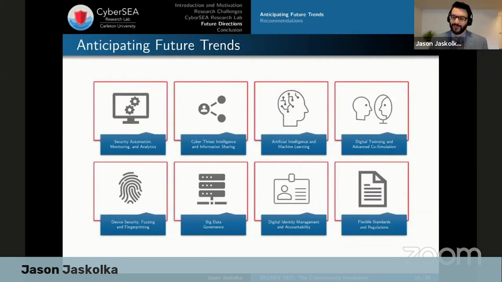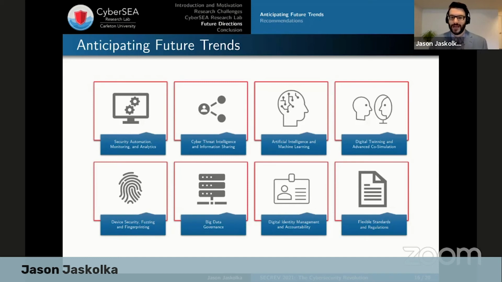So as we start looking forward, when we look at what the future of critical infrastructure security and assurance looks like, we're going to have to deal with some future trends, because this trend of modernizing and digitalizing critical infrastructure is unlikely to be slowing down anytime soon. We're going to have to start considering the use of security automation, monitoring, and analytics, and all of the challenges that come with that.